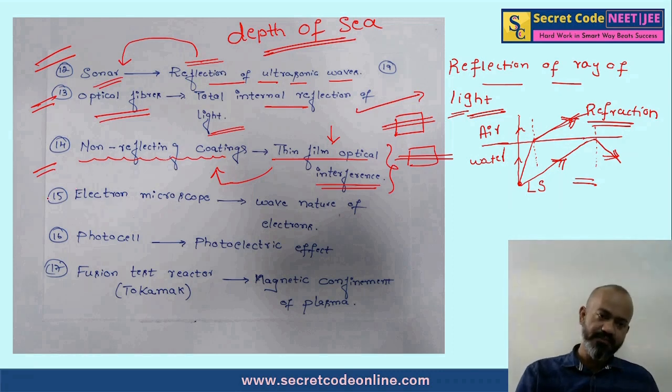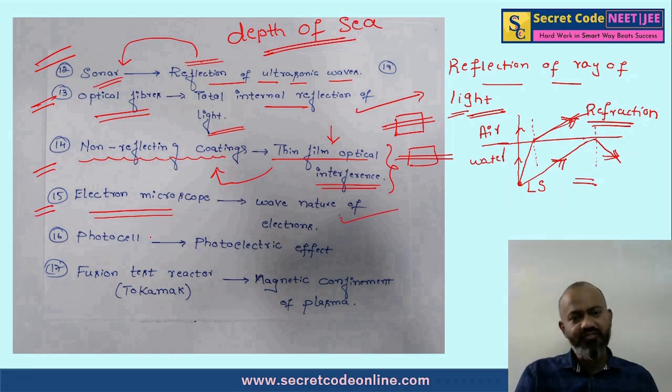The next one, electron microscope. In the electron microscope we use the wave nature of electrons. And the 16th is photocells. Photocells are based on the principle of the photoelectric effect. We know the photoelectric effect: whenever light falls on metal, electrically charged particles are released from the metal. That is what is known as the photoelectric effect. This one we have already studied in previous lessons.